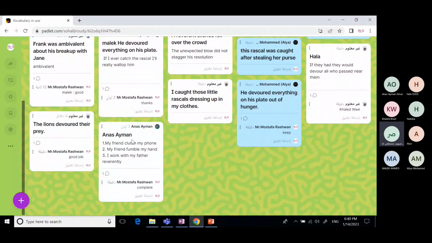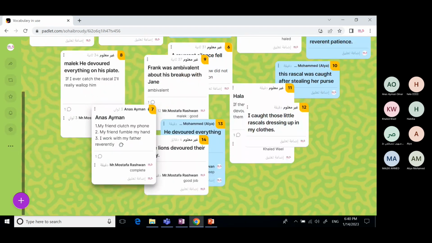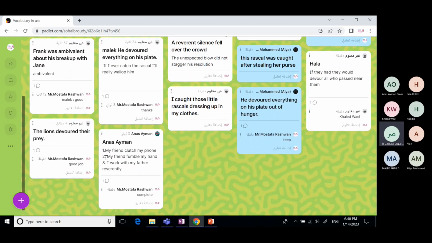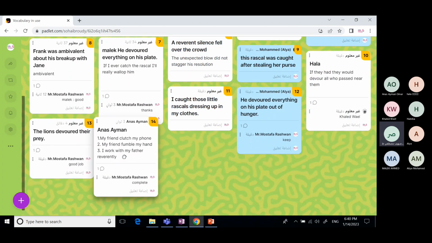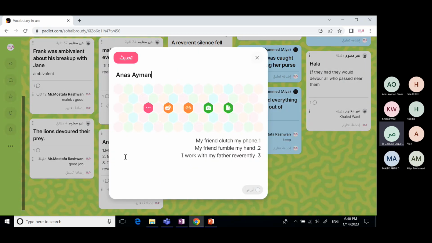their prey, Anas. My friend clutched the phone. My friend fumbled my hand. No, this sentence is incorrect, yeah, Anas. I walk with my father, work with my father reverently. This one is correct. Thank you. So number 2 needs to be corrected because the meaning is not clear.